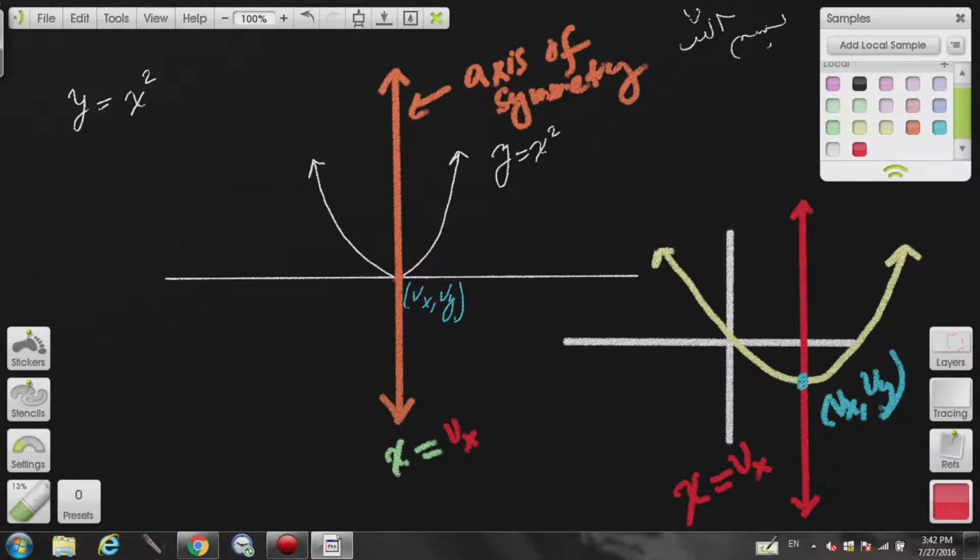Okay, right? Because it goes through the vertex, doesn't it? The axis of symmetry goes to the vertex, right? That's the axis of symmetry. Okay, so we learned that.